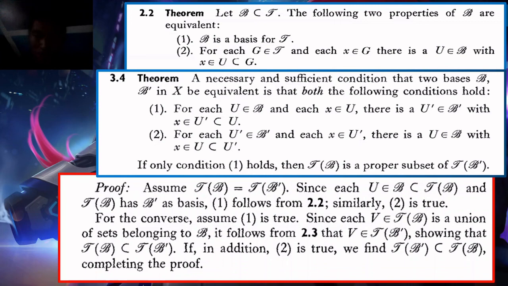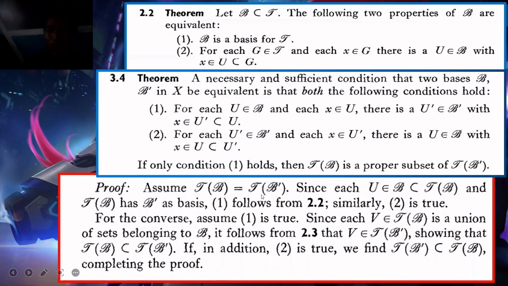Okay, now, for the converse, assume 1 is true. Assume that 1 is true. So if 1 is true, its conclusion is that tau script B is a subset of tau script B prime. And if 2 is true, tau script B prime is a subset of tau script B. And then the two are equal, and that ends the proof.